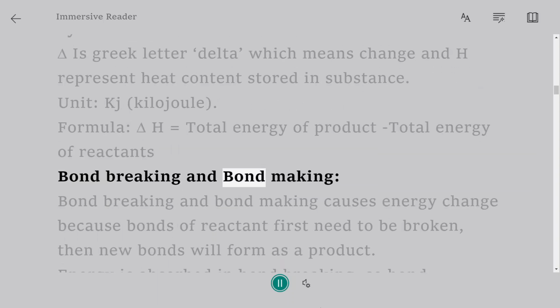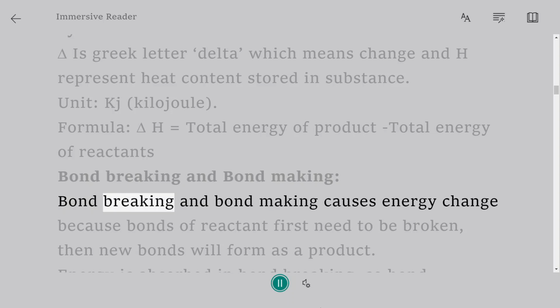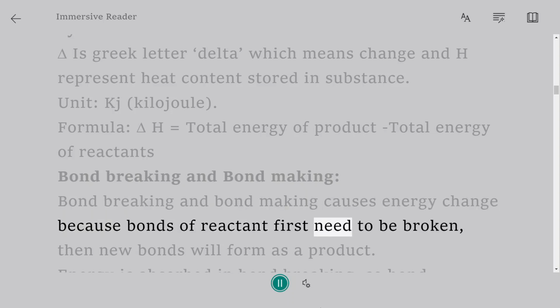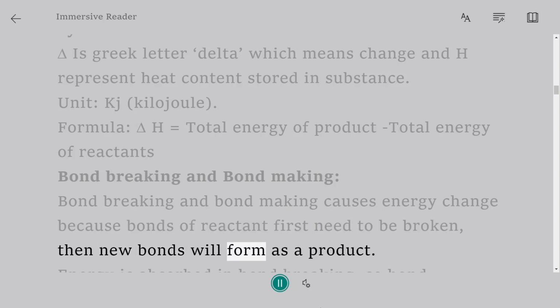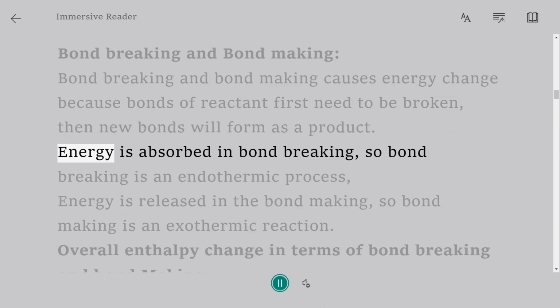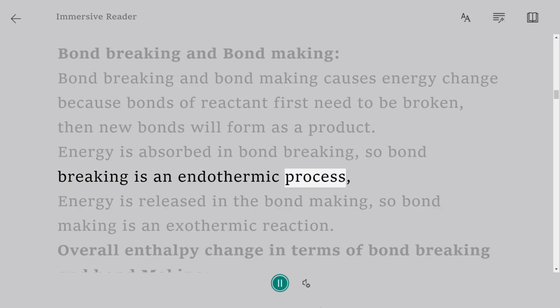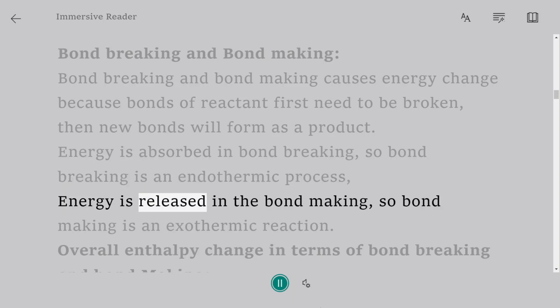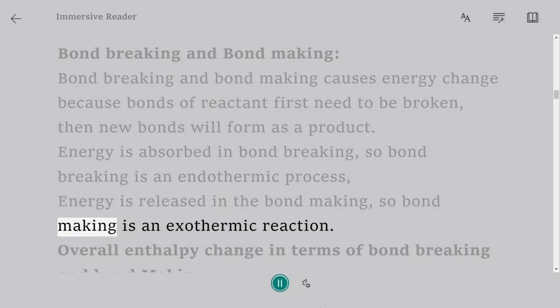Bond breaking and bond making. Bond breaking and bond making cause energy change because bonds of reactants first need to be broken, then new bonds will form as products. Energy is absorbed in bond breaking, so bond breaking is an endothermic process. Energy is released in bond making, so bond making is an exothermic reaction.